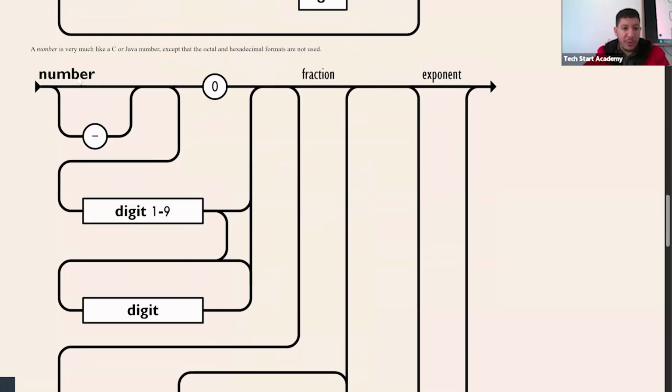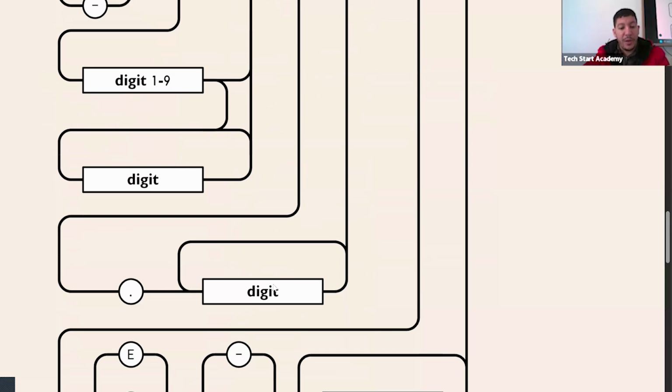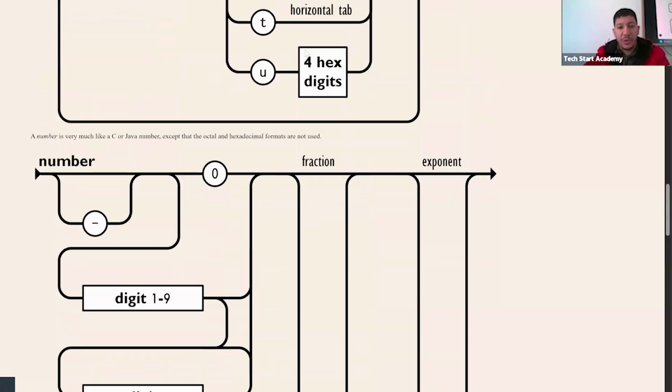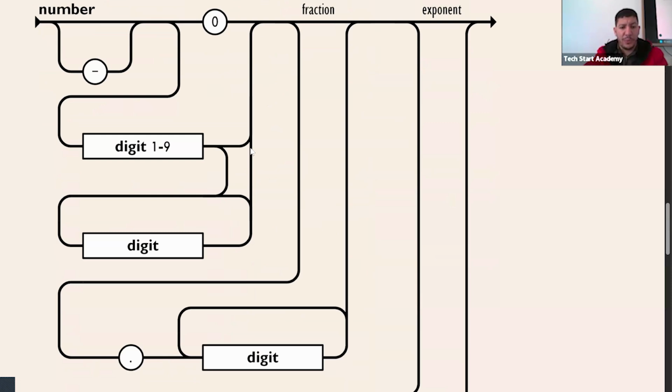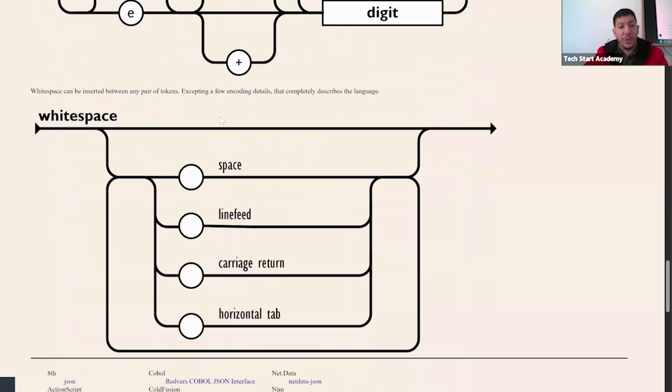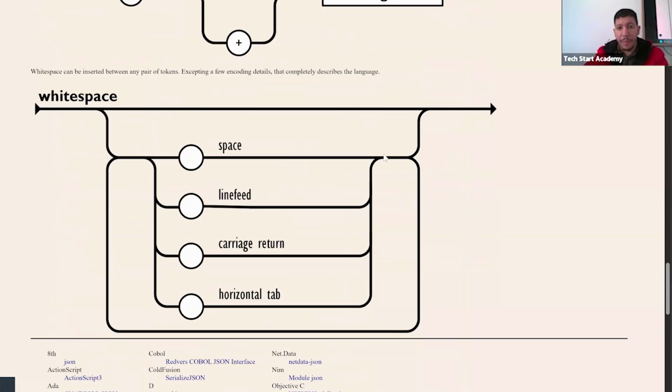And for numbers, the value can just hold a number here, and that's it. Or it can be a minus number, like a negative number, and hold a digit from 1 to 9, or it can be a number that starts with a 0 and goes to the point, then holds a digit, and so on. So this website is really useful for people who want to learn more about JSON.